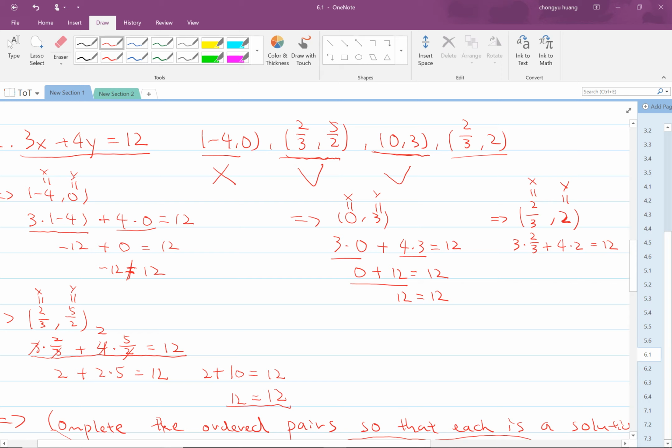Okay, let me check again. 3 multiplied by 2 over 3 and then plus 4 multiplied by 2 is equal to 12. 3 and 3 get cancelled, it becomes 2, and then 2 plus 8 equal to 10, which is not equal to 12, right? 10 is not equal to 12, so the number doesn't match it. So that means this point is not included in the equation.